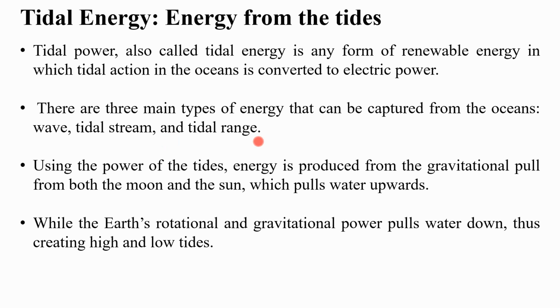So basically, there are three main types of energy that can be captured from the ocean. One is wave energy, another one is tidal stream, and one is tidal range. Okay, so these are three types of ocean energy thermal systems. Right? Next, using the power of the tides, we produce.